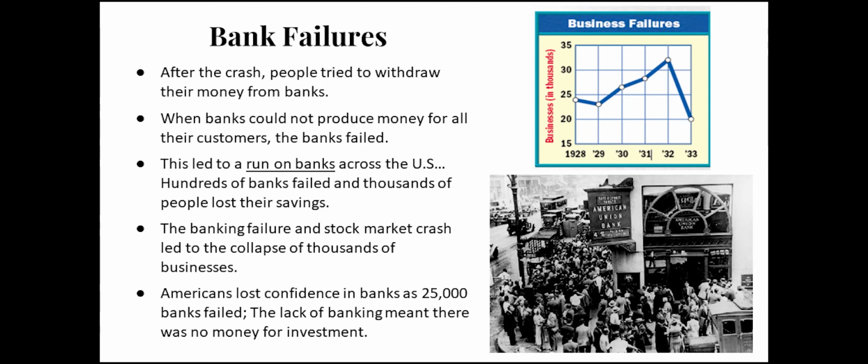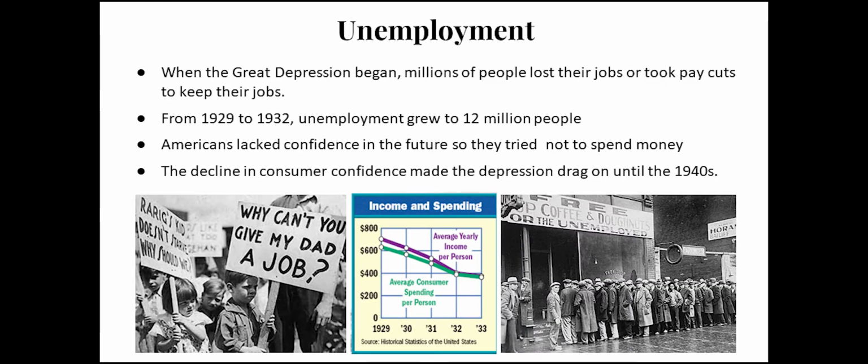So we said overproduction caused underconsumption. We saw that the market crashed. We saw people lost their savings. So nobody's buying new products, companies are going out of business and unemployment goes through the roof. From 1929 to 1932, unemployment grew to 12 million people. At some points throughout the Depression, you get up to even 40% of non-farmers being unemployed in certain cities.